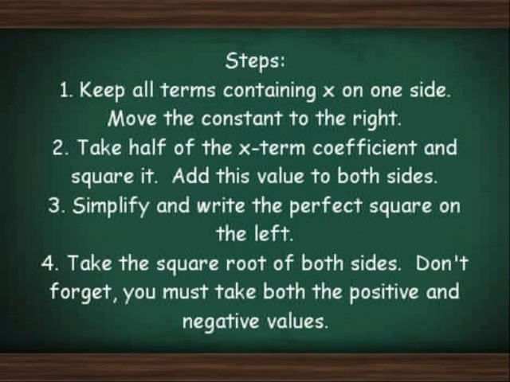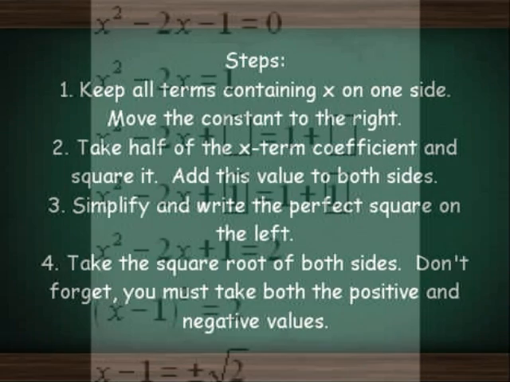In order to complete the square, you have to keep all terms containing x on one side. Then you move the constant to the right. Take half of the x term coefficient and square it. Add this value to both sides. Next, simplify and write the perfect square on the left. Take the square root of both sides and don't forget to take both the positive and the negative values.